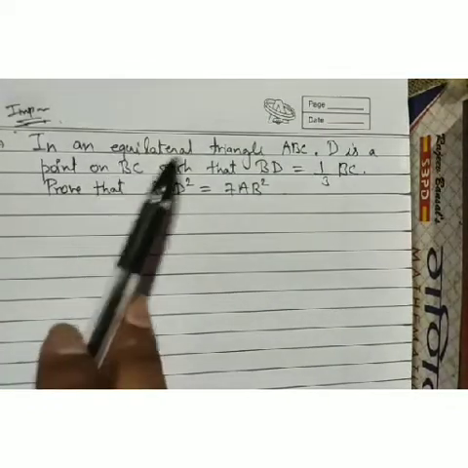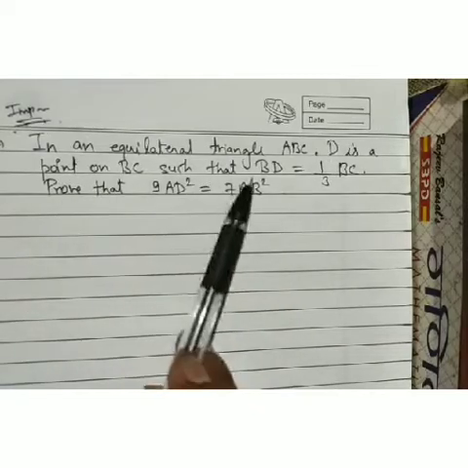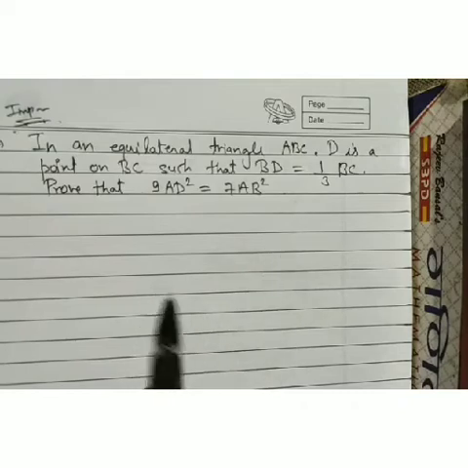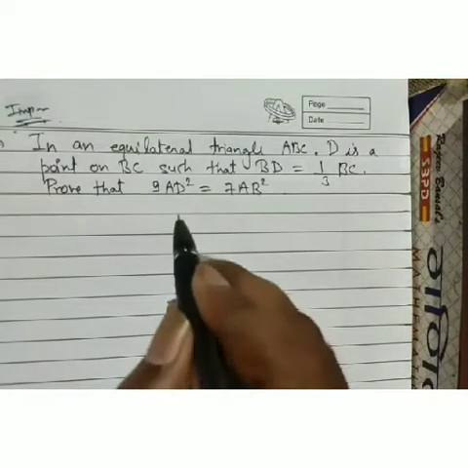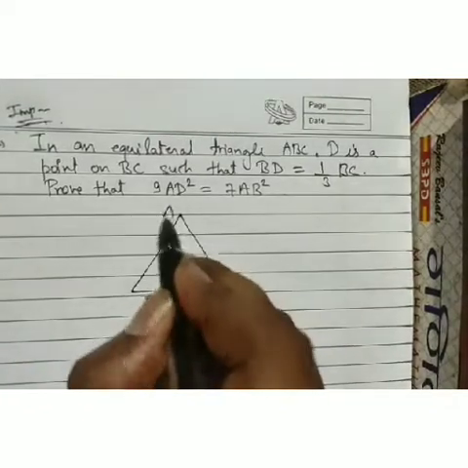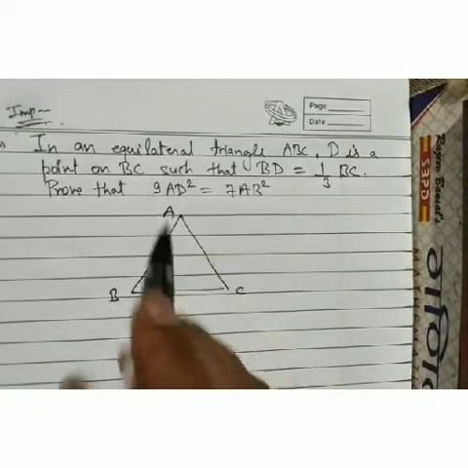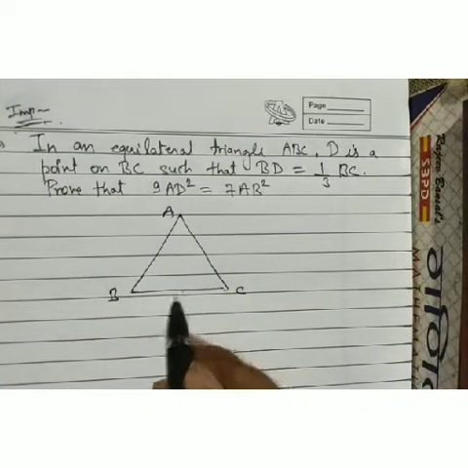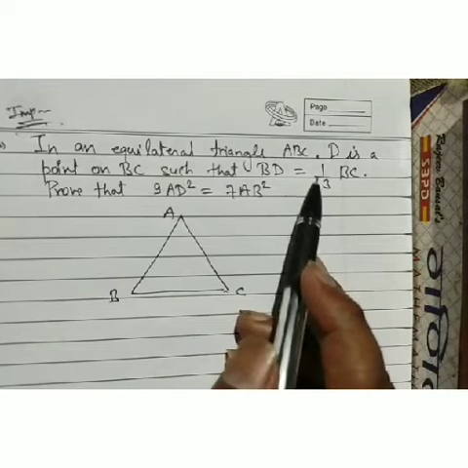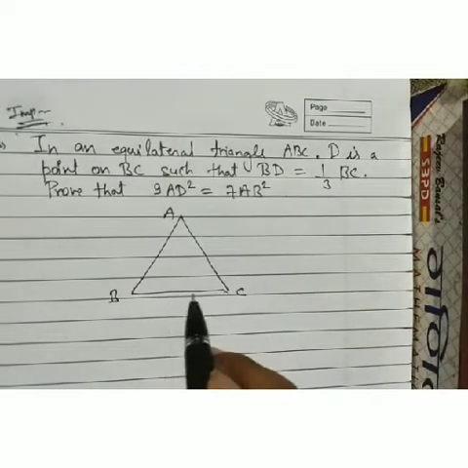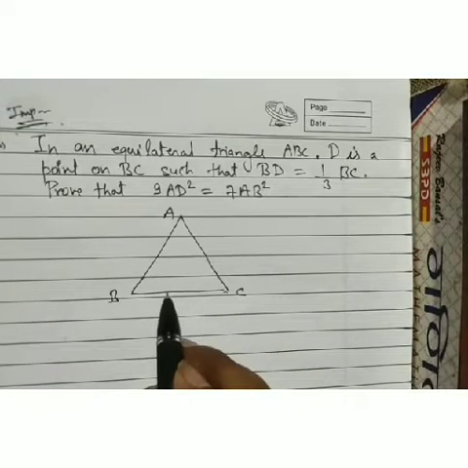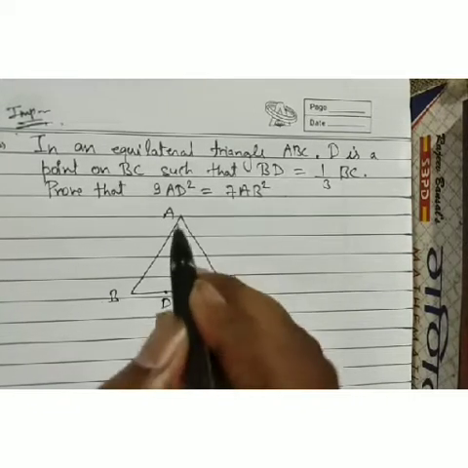Now again, it's an equilateral triangle ABC. D is a point on BC such that BD equal to 1 by 3 BC. Then we have to prove that 9 AD square equals 7 AB square. Now what we do, again we draw the triangle ABC. D is a point on BC such that BD is 1 by 3 BC, which means the third part of BC. Then we take the point D here. Then D is over here.